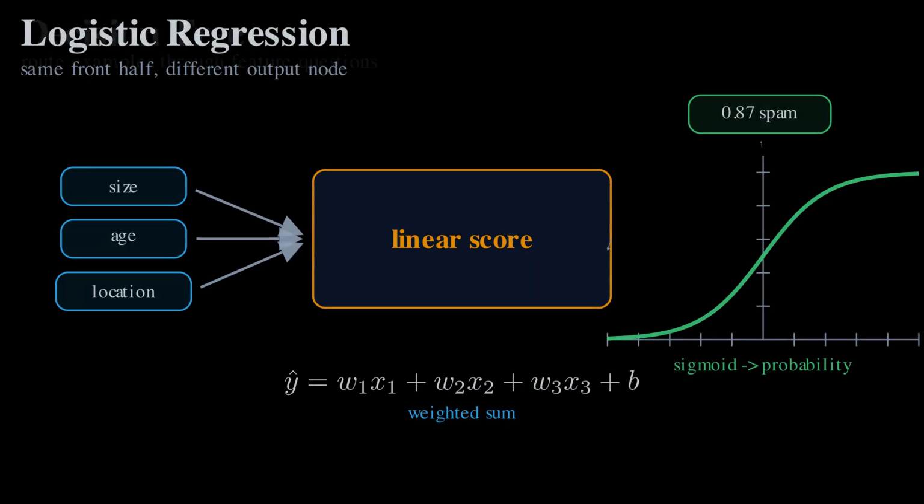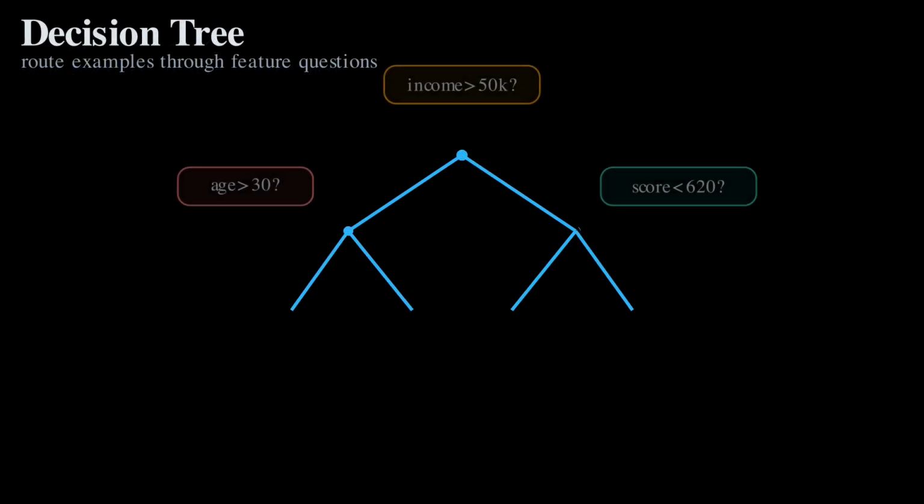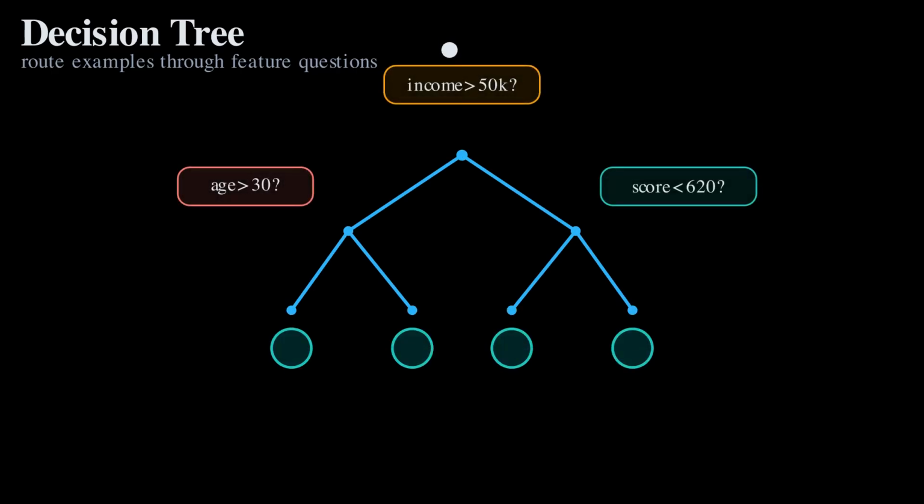Now the model can answer questions like, will a customer churn? Will an email be spam? Or will a transaction be fraudulent? So linear regression and logistic regression share a very similar shape. The difference is mostly the interpretation.